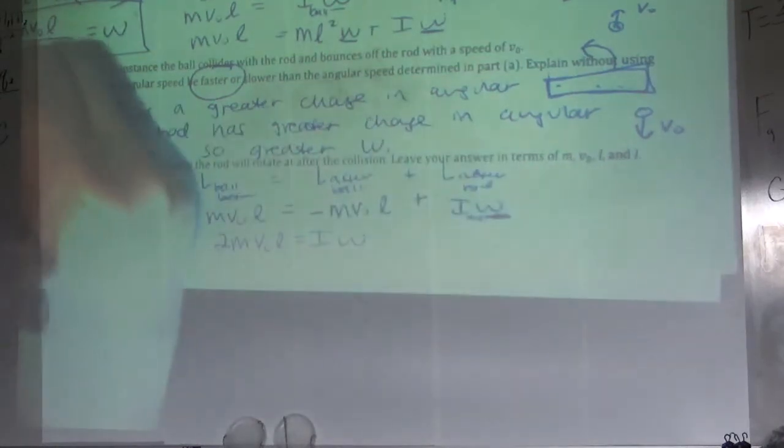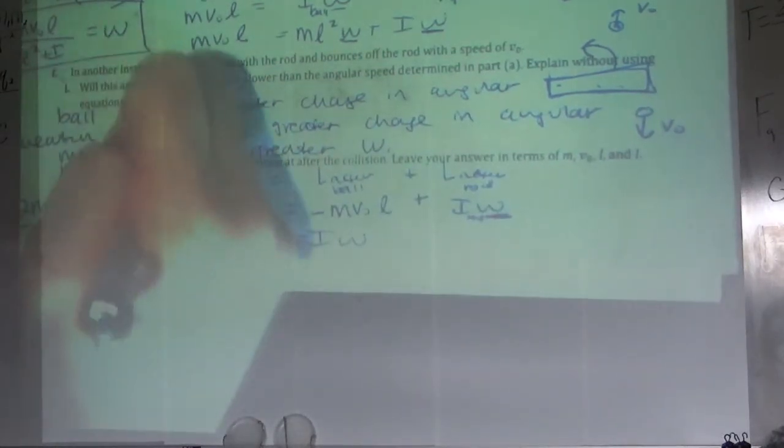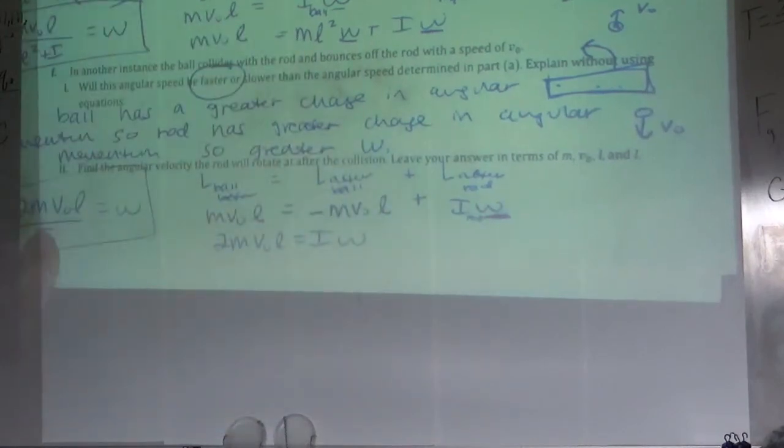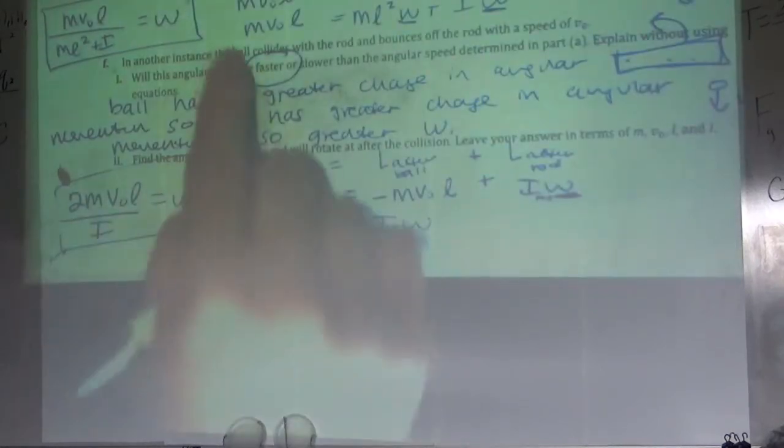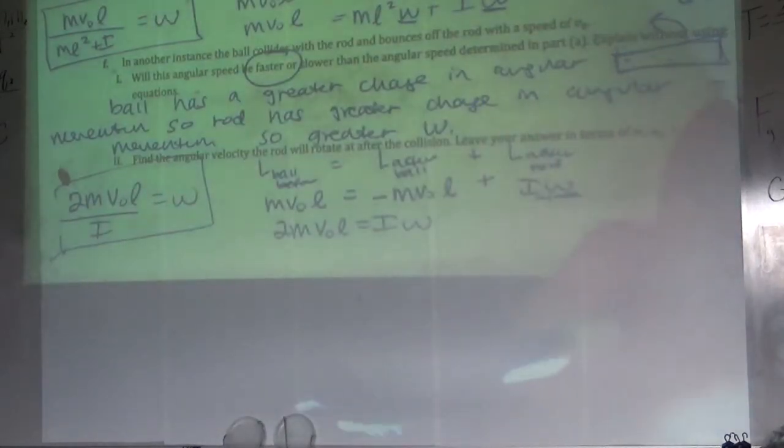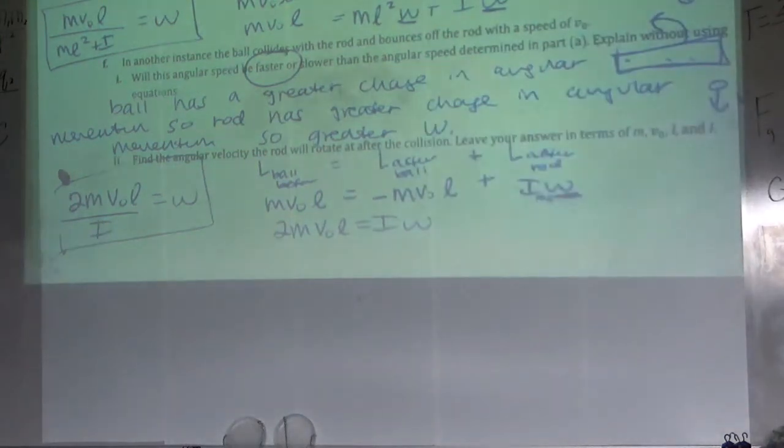So then 2m v naught L over I gives me my omega, which compared to the original equation, which was the same but without a factor of 2, this is definitely faster. In fact, it's twice as fast because it has twice as big a change in momentum as before.